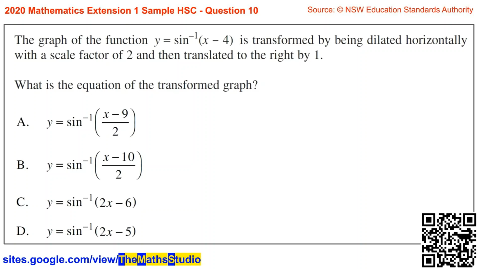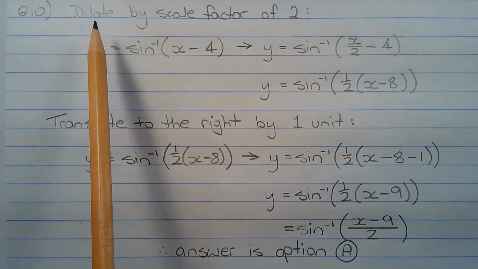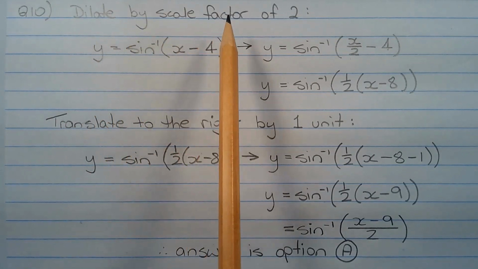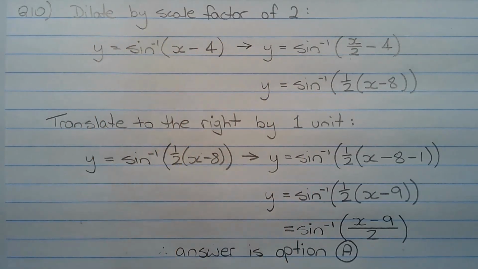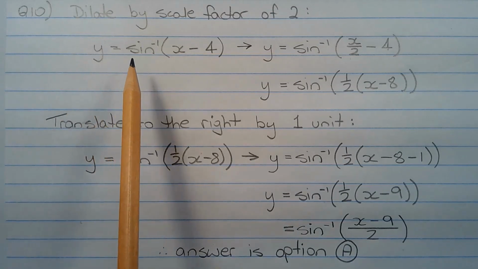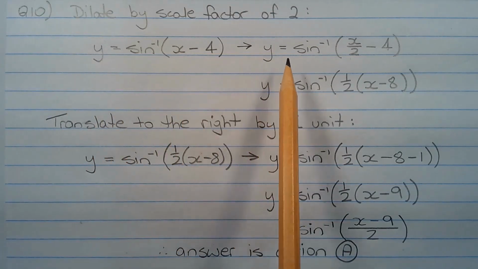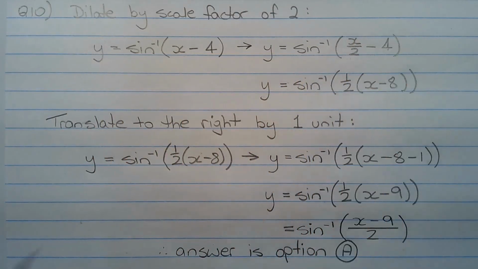Question 10. The graph of the function y equals inverse sine of (x minus 4) is transformed by being dilated horizontally with a scale factor of 2 and then translated to the right by 1. What is the equation of the transformed graph? Dilate the graph of the function horizontally by a scale factor of 2 by dividing the x variable by 2. So y equals inverse sine of (x minus 4) becomes y equals inverse sine of (x over 2 minus 4).